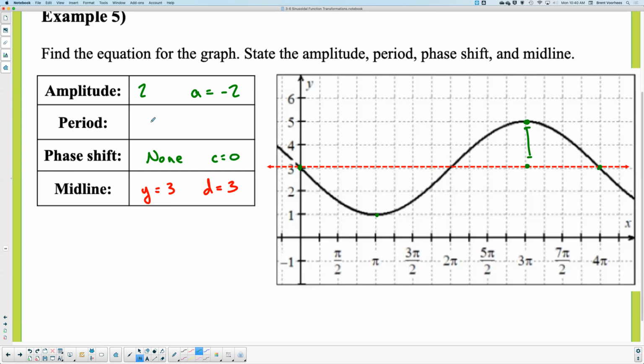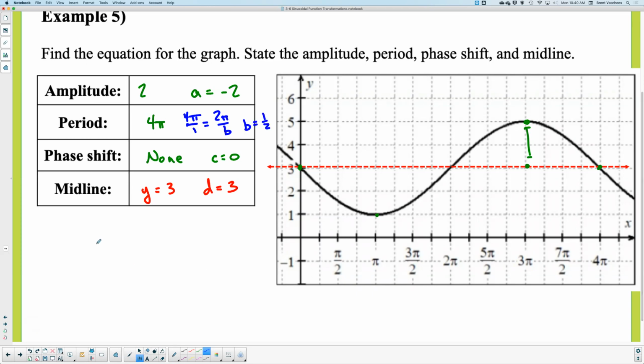The period would be to here. The period is 4 pi, which we just saw a second ago. If I took 4 pi and set that equal to 2 pi over b, we would get 1/2, just like the previous problem.